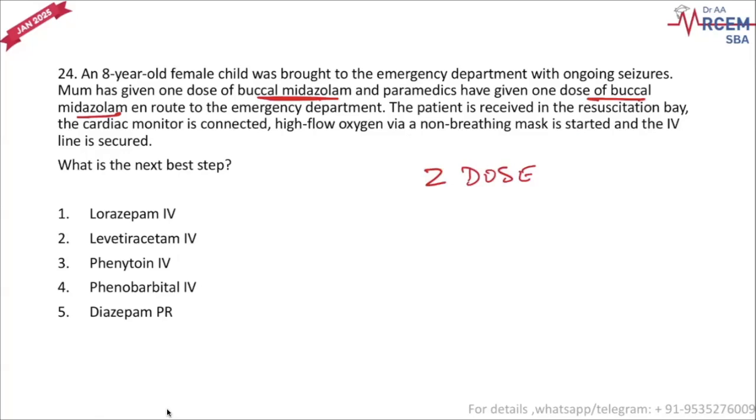Two doses are given, so next is the second line of drugs. In the second line of drugs, levetiracetam is preferred over phenytoin and phenobarbital. So the right answer here is levetiracetam.